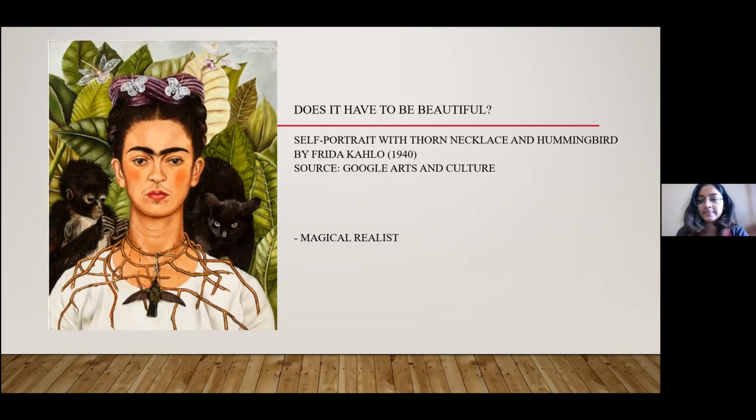So maybe it has a meaning, like maybe the person who's going through a very hard time. The butterflies and the birds may depict hope, that there may be a better life going forward. The thorns, well, obviously depict the hard time he or she is going through.